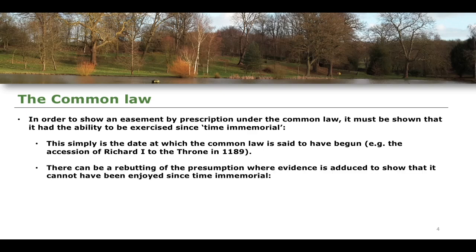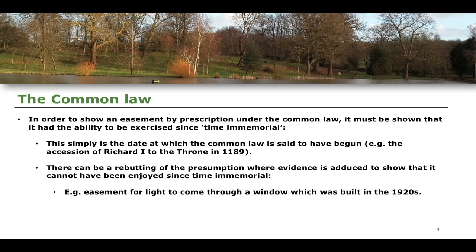There can be a rebutting of the presumption where evidence is adduced to show that it cannot have been enjoyed since time immemorial. So obviously, the point here isn't to try and go through the historical archives and find evidence that this easement was used in 1189, or it was enjoyed in 1189, or evidence that it even existed in 1189. The point here is to suggest that it could have been used in 1189.